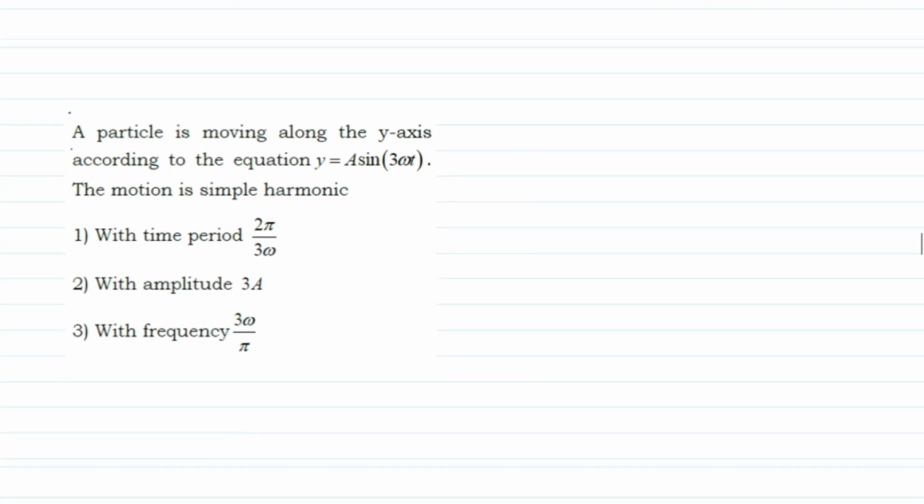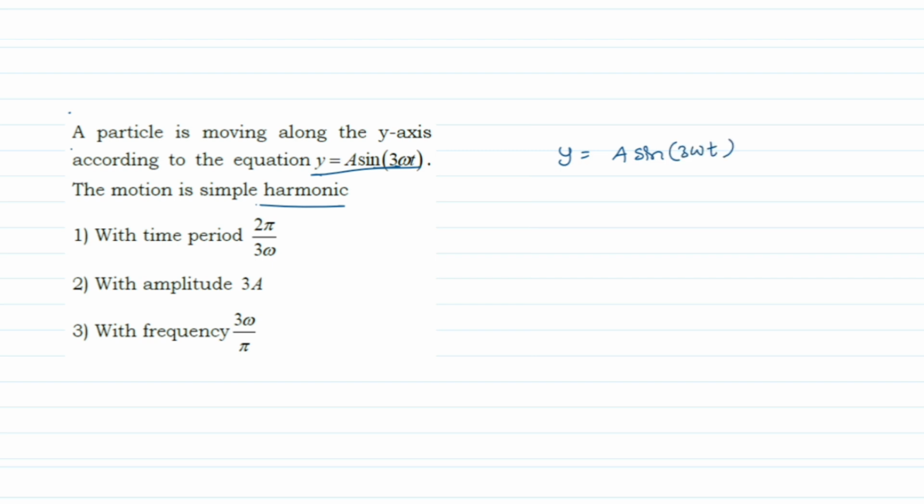The next question says: a particle is moving along the y-axis according to the equation y equals a sin 3 omega t. The motion is simple harmonic, and they are asking what the time period is. Now here, y equals a sin, and this is 3 omega t.